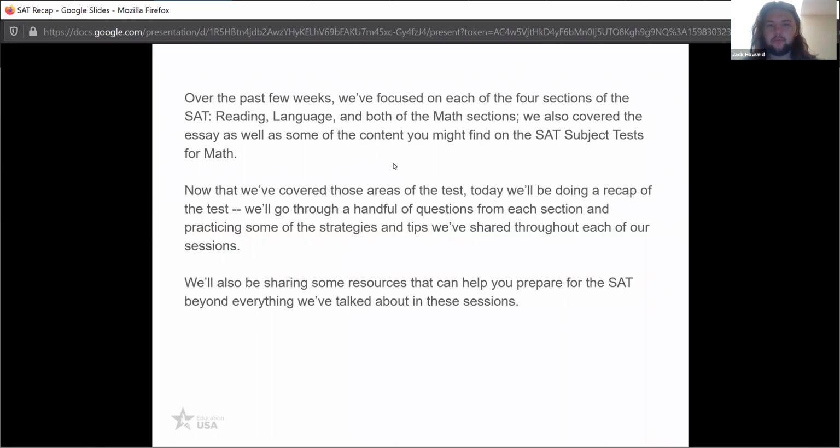Over the past few weeks, we've focused on each of the 4 sections of the SAT: reading, language, and both math sections. We also talked about the essay and the SAT subject tests, both levels 1 and 2 for math. Now that we've covered all of that, we're going to do a recap. We'll go through a handful of questions from each section and practice strategies for the entire test. We'll also be sharing some resources so you can continue your practice for the SAT. I'll hand it off to Manny now.